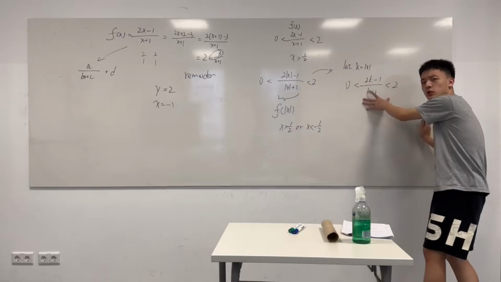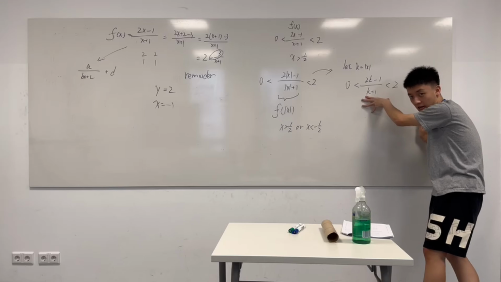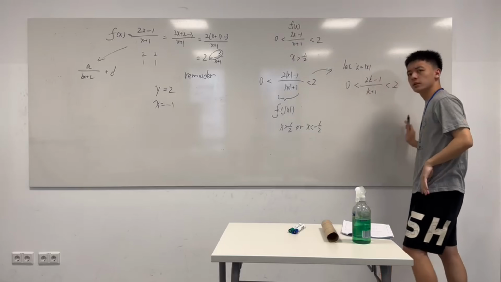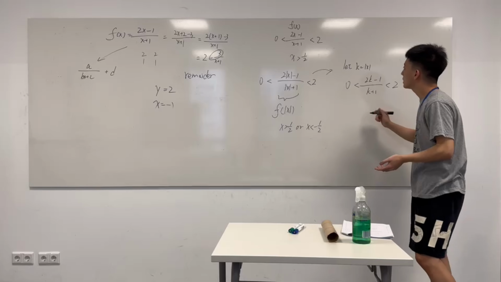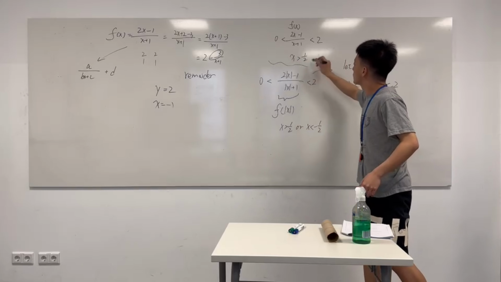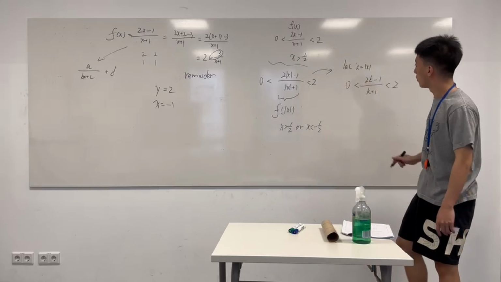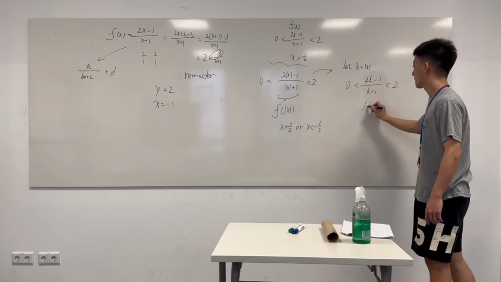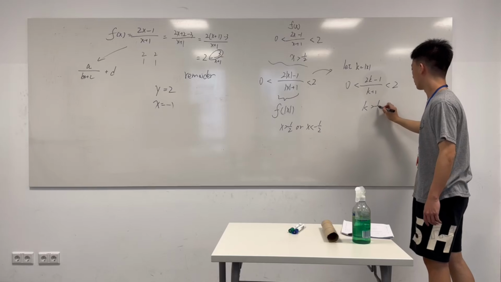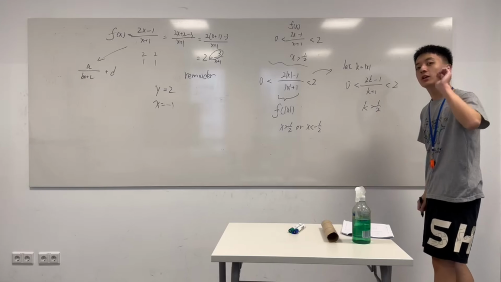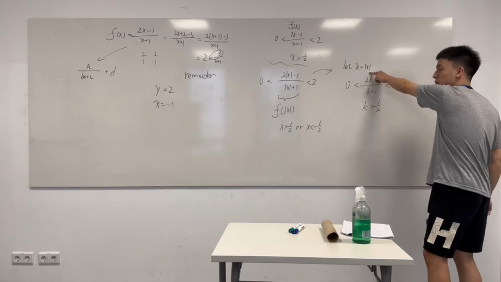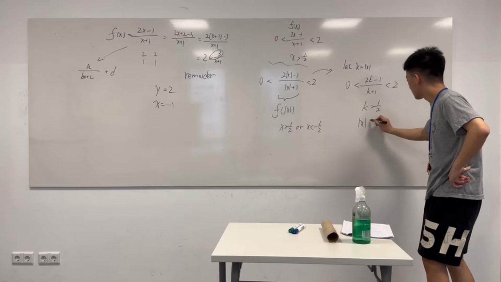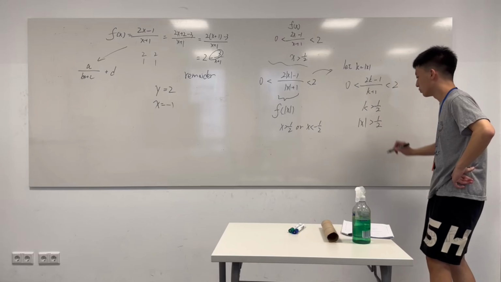These two inequalities are exactly the same, right? They just use different letters. Therefore, we know that if the answer of this inequality is x more than 1 over 2, then the answer of this inequality should be k more than 1 over 2. And because k is equal to the absolute value of x, therefore the absolute value of x is more than 1 over 2.